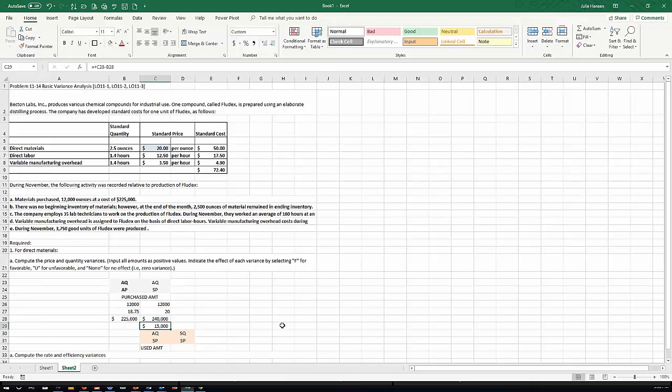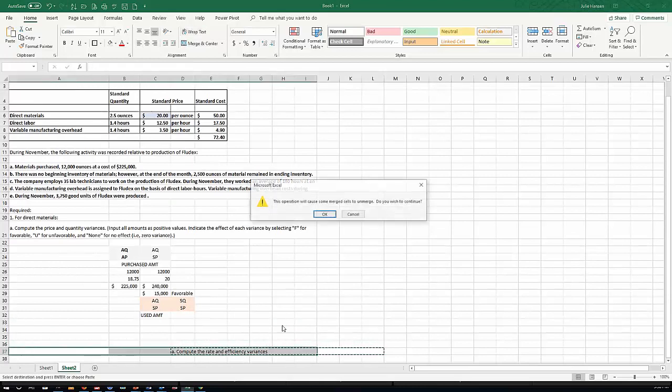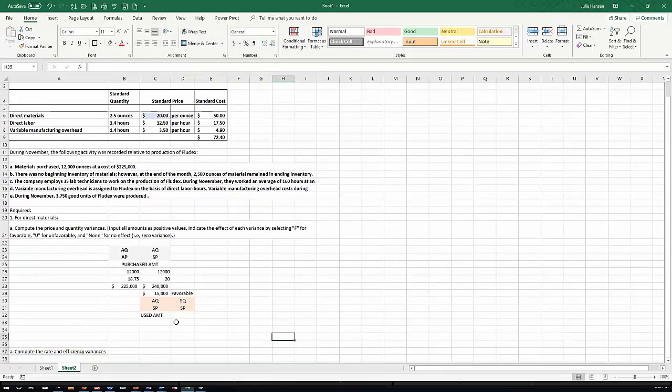And the variance is $15,000, and because I paid less than what I should have, we'll call this a favorable balance. All right, so then, see, I told you I'd need more room. Let's go ahead and move that down over here. All right, so now I'm going to base my quantity variance on the amount used.